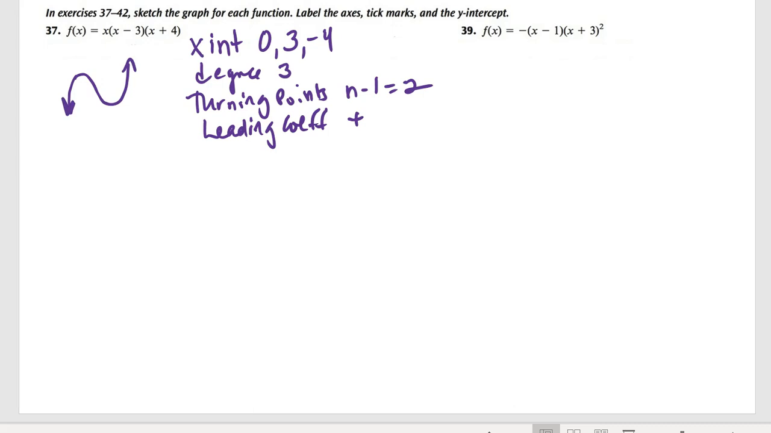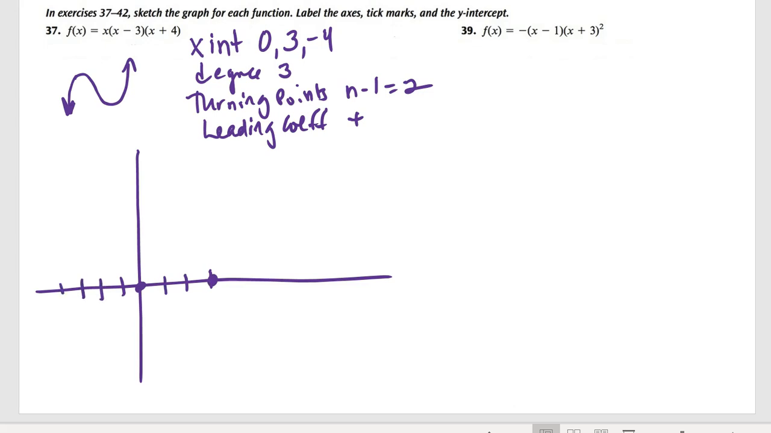Okay? And then my last thing I want to look at is my intercepts, so my zeros. And I'm just going to put them on here. So if I were to make a quickie sketch, my intercepts are going to be at 0, 3, and -4. Okay? So it's going to look something like this. And that's all we're looking for, is kind of a shape. So I can see that they're going the right direction and that my end behavior is correct.